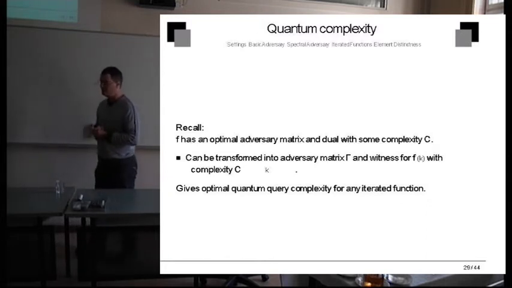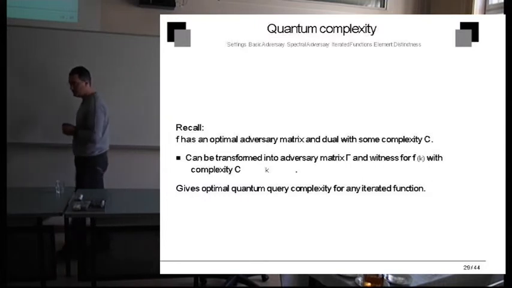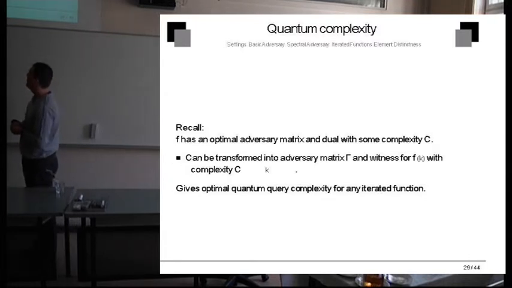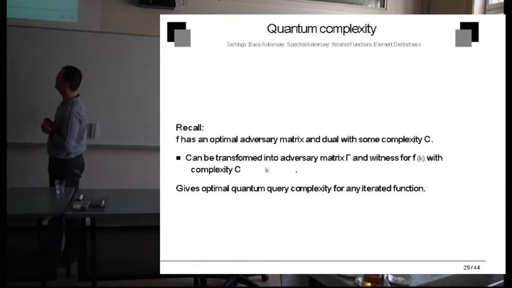So not just for majority on 3 elements, we can take majority on 5 elements, or whatever weird function you can think of. And this gives a simple algorithm for how we get the asymptotic behavior of the quantum query complexity of this iterated function.